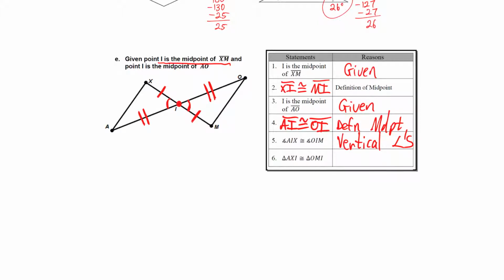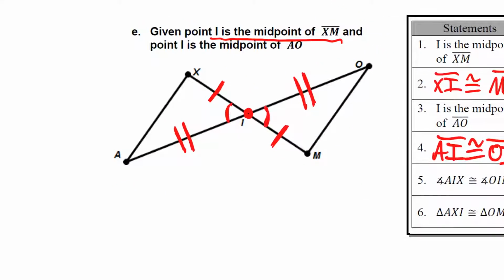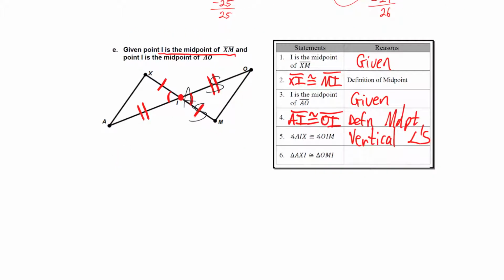Okay, so we get to step 6, and we're getting to what we're trying to prove, that these two triangles are congruent to each other. So now I've got everything I need. How can I say that this triangle and this triangle are congruent to each other? Good. By side, angle, side. All right, so those two are congruent by side, angle, side.